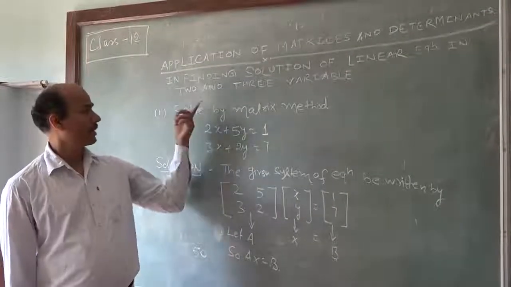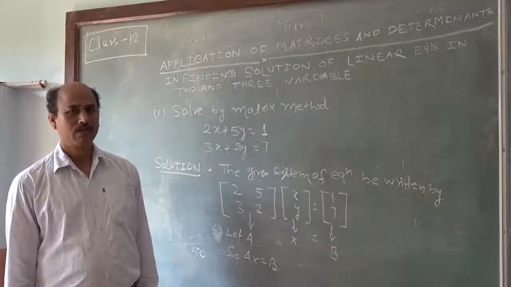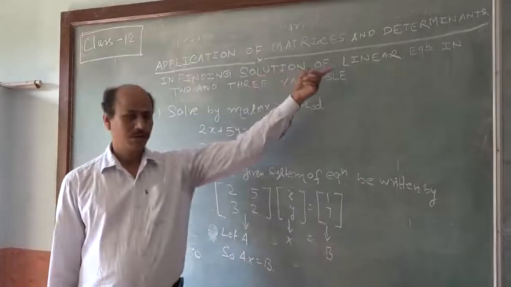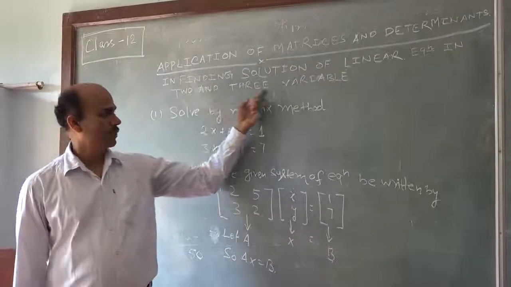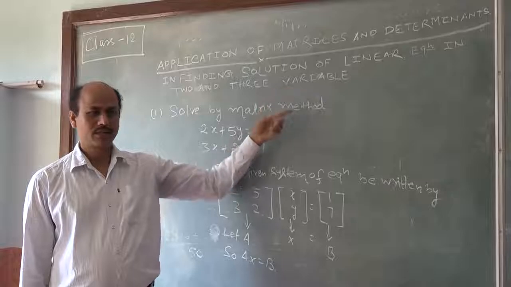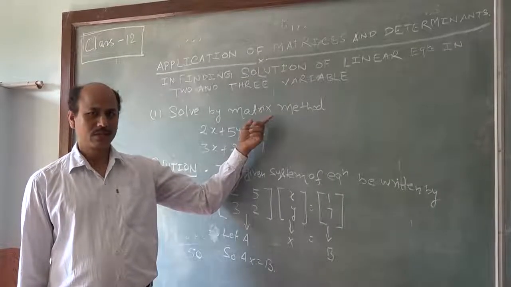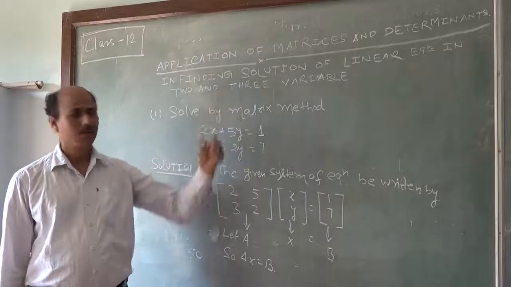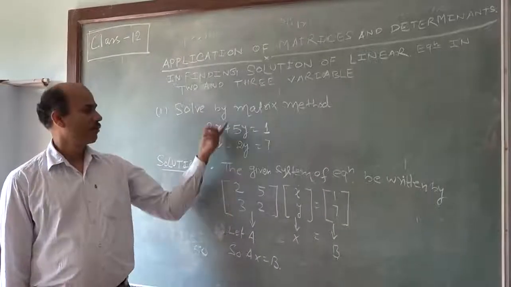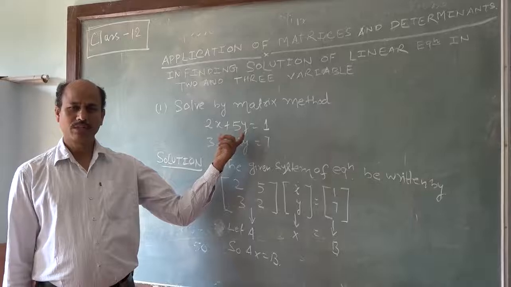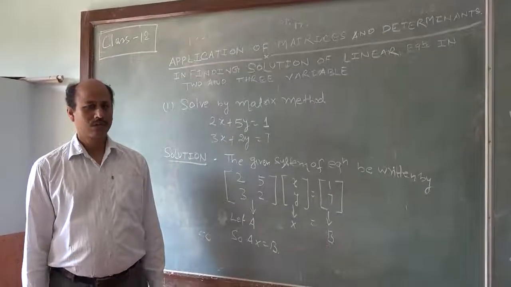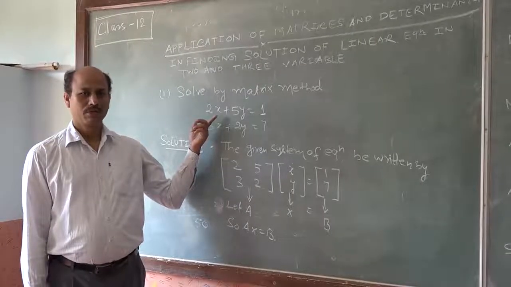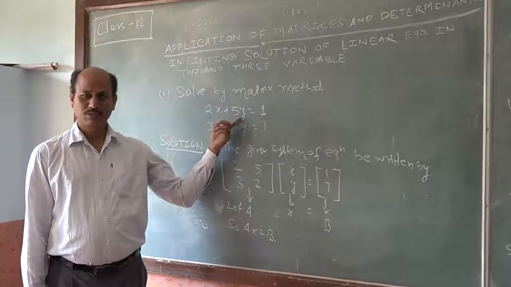There is only one application given in your textbook for matrices and determinants, and that is finding the solution of linear equations in 2 and 3 variables with the help of matrices or determinants, whichever you can use to find the value. A linear equation may have 2 variables, or it may be given as a 3 variable equation. 3 variables we'll look into later. First we'll look into how to find the solution of a 2 variable linear simultaneous equation.